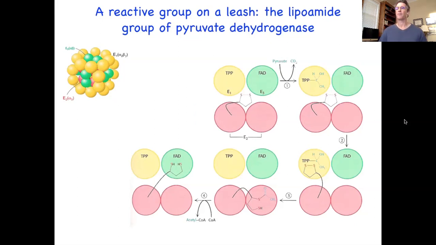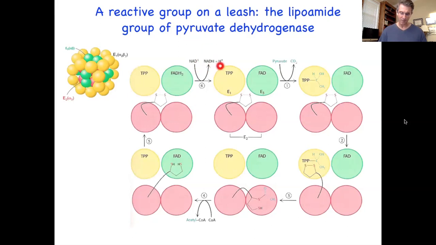the swing arm is ejected again, and it moves now to the E3 enzyme, the dihydrolipoamide dehydrogenase, where there's a waiting FAD that reoxidizes the dihydrolipoamide to lipoamide, where it is then ejected again. The dehydrogenase enzyme then binds some oxidized NAD, which re-reduces the FAD and moves the electrons off to the NAD to form NADH, right?